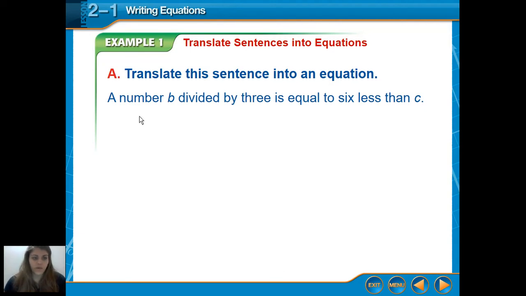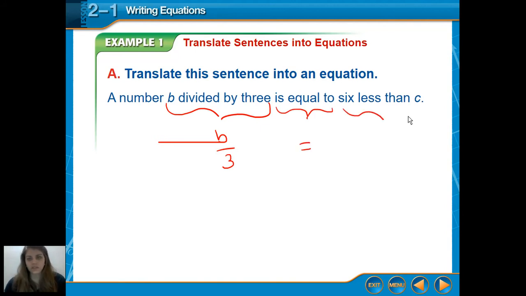So we're really just going to look word by word, piece by piece, and write this as an equation. The first thing we're going to look at says, a number b divided by 3 is equal to 6 less than c. So we're going to take b divided by 3 is equal to, and then 6 less than c. Make sure you do c minus 6. So we're doing 6 less than c, right? Okay, so our final thing is b over 3 equals c minus 6.